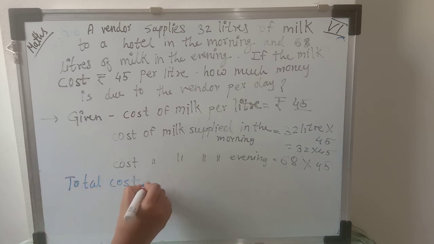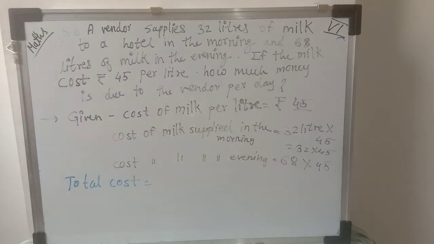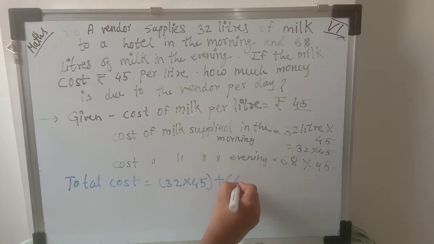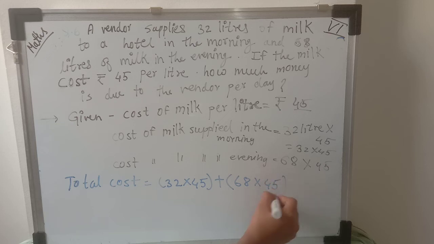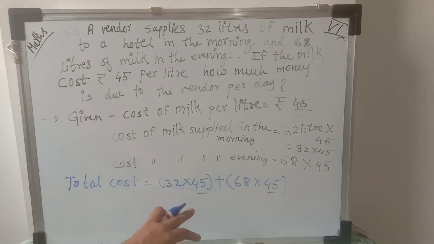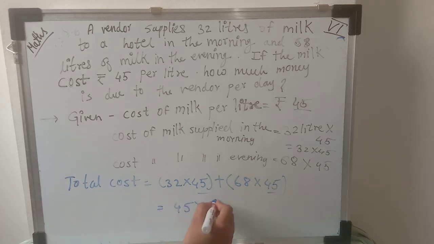Okay, so here we got total cost, that we have to find out. So what we got for the cost of supplied milk in the morning is 32 multiplied by 45 plus 68 multiplied by 45. Okay, so here 45 is common. Again the distributive property we have to use here, and in that format the equation we got. So 45 is our a. Okay, so 45 here and multiply by 32 plus 68. So 45 multiplied by 32 plus 68 is equal to 100.